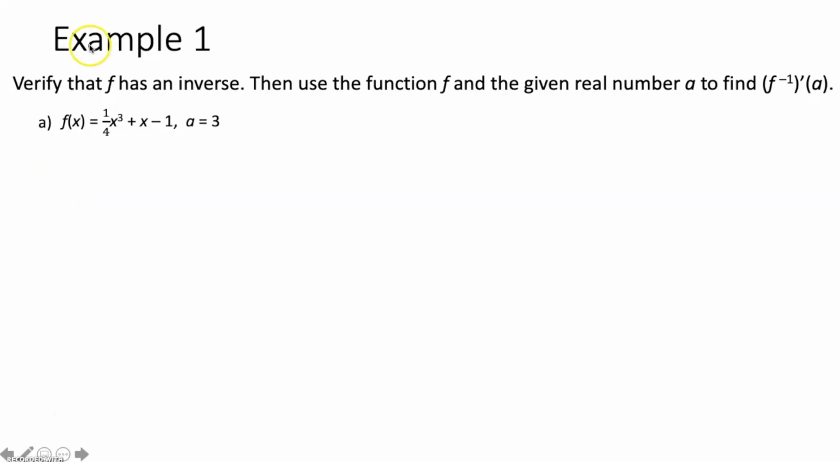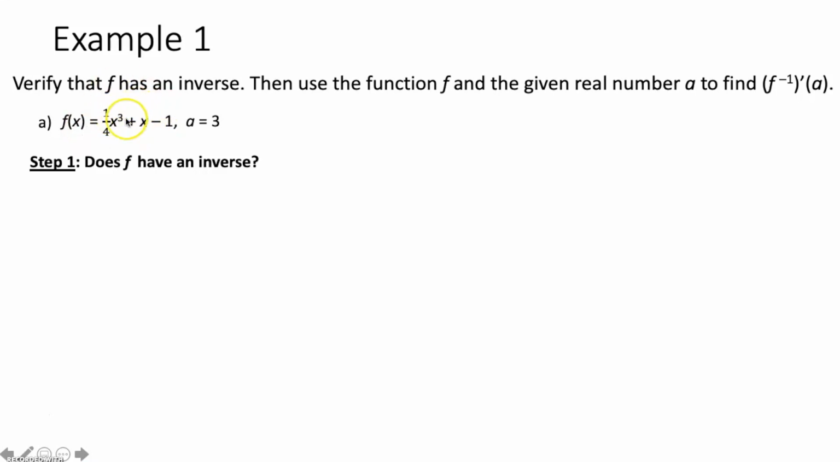Example time! Now, example 1 says verify that f has an inverse. Then use the function f and the given real number a to find f inverse prime of a. So we are given a function and we're given an x value a. And we want to find f inverse prime at x is equal to 3. So here's how this works. These type of problems have 4 steps that I need you to get through. The first step is to verify that f has an inverse. So the way you do that is you graph this particular function. And you see, is it a 1-to-1 function?